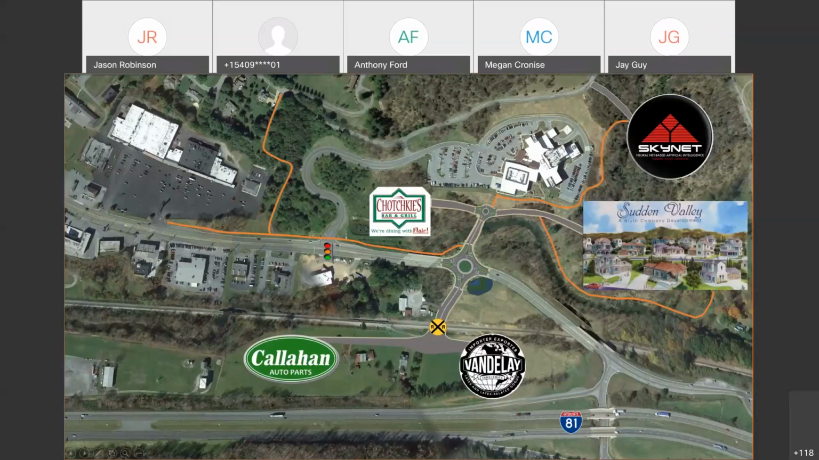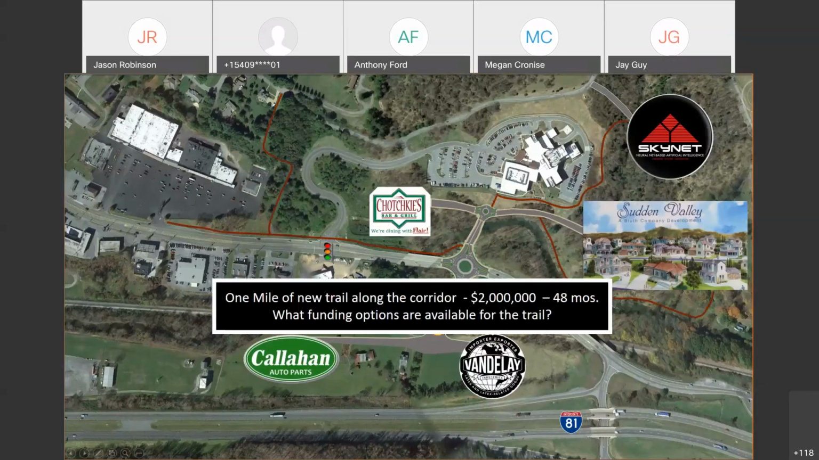All right, this time we're going to talk about the trail system. There's 1 mile of new trail along the corridor, estimated about $2 million. It'll take about 48 months to implement. So what funding options are out there for the trail?